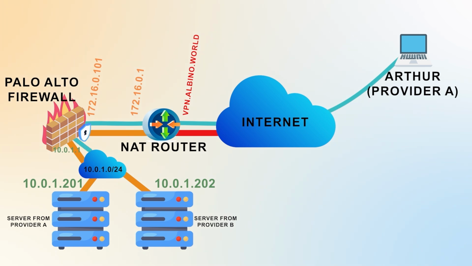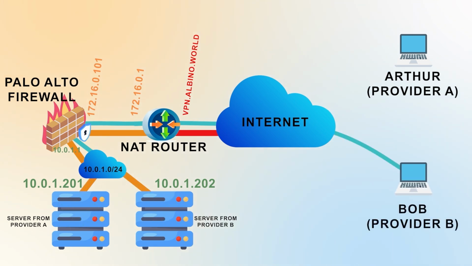So Arthur from service provider A should be able to connect to the Debian A, but not to the Debian B. On the other hand, Bob, who belongs to service provider B, should be able to reach the Debian B server, but not the Debian A. A Windows server running Active Directory will be responsible for the authentication of Arthur and Bob.